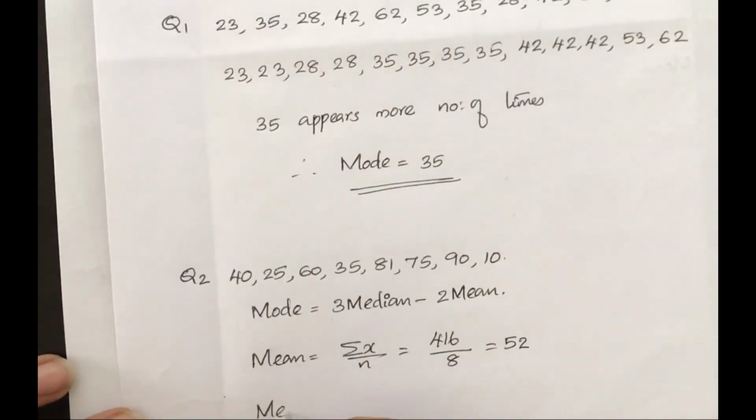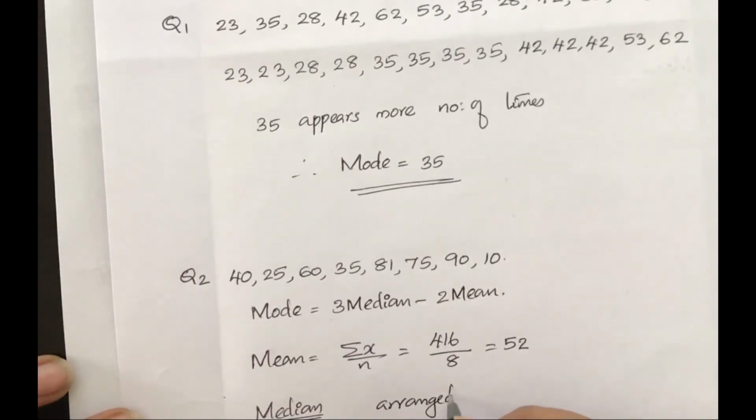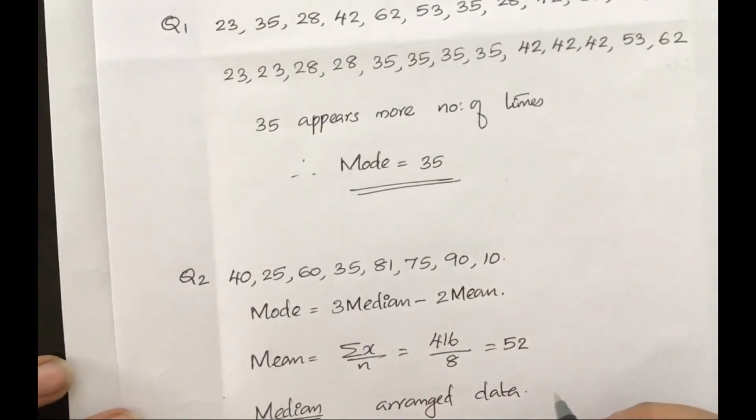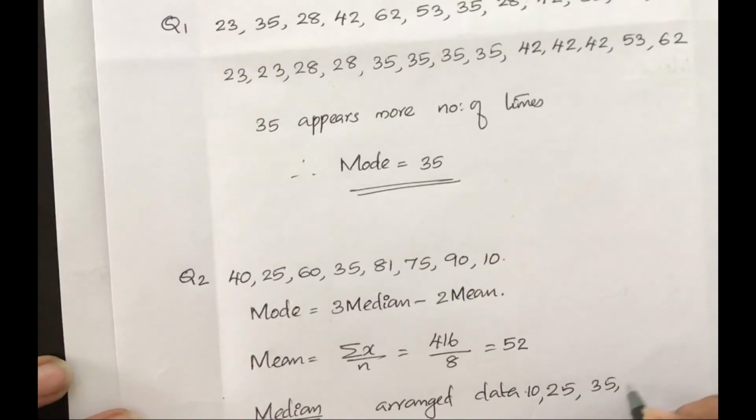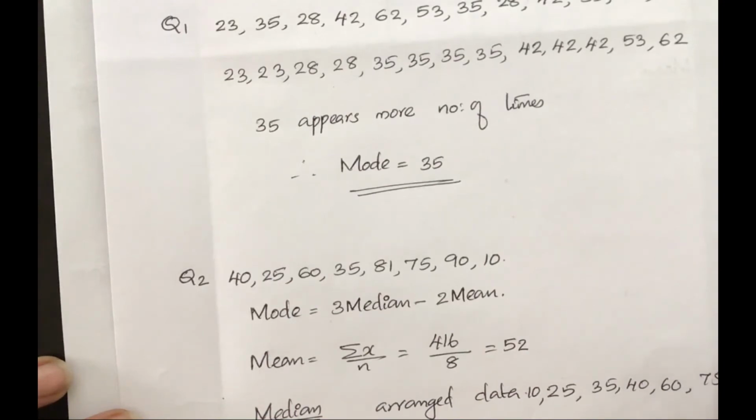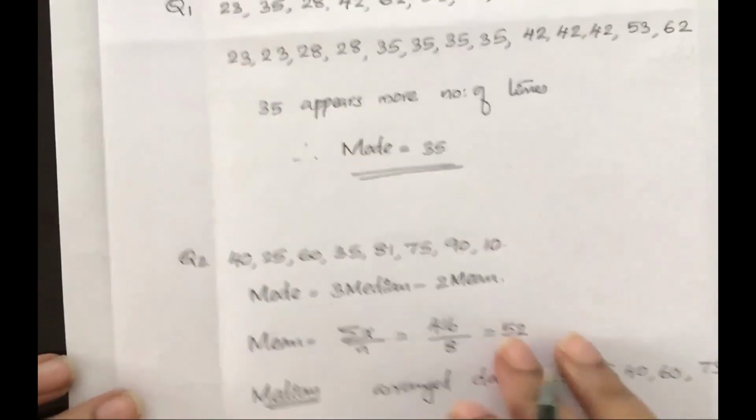Median: in order to find out median, the data should be arranged. Arranged data is 10, 25, 35, 40, 60, 75, 81 and 90. This is the arranged data.